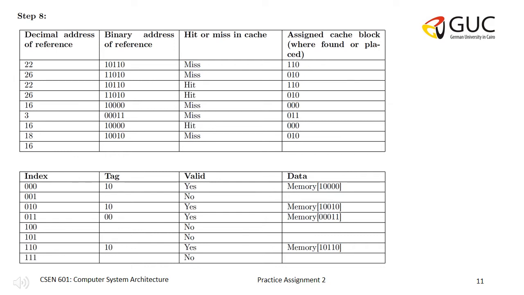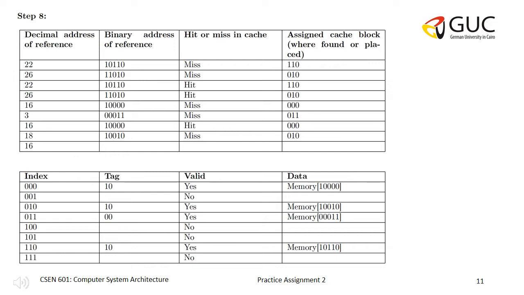which means that this is considered a miss. So now we have the valid bit is yes, but the tag is not equal to the tag we have, because this data is different from this data, as there are two different addresses.